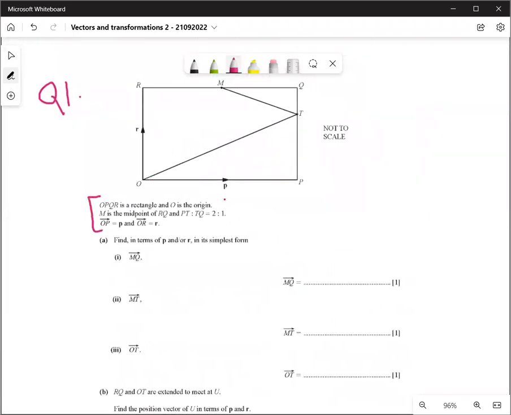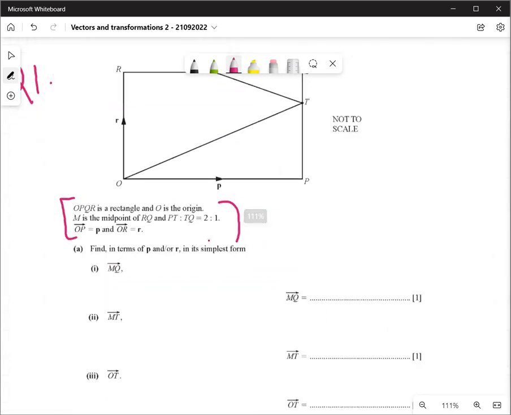Manvi, read the question. OPQR is a rectangle and O is the origin. M is the midpoint of RQ and the ratio PT to TQ is 2:1. And OP is equal to P and OR is equal to R. How do I solve question part A 1?